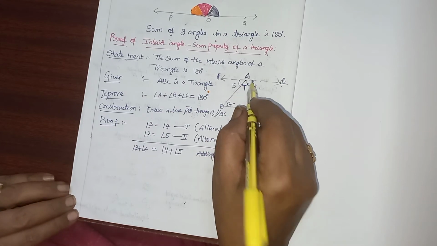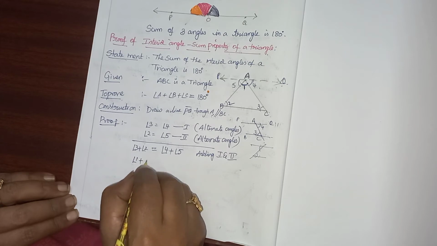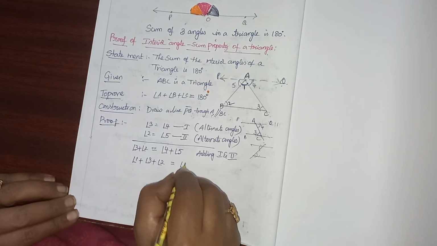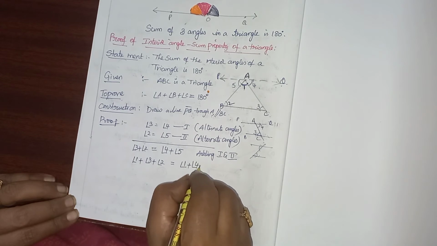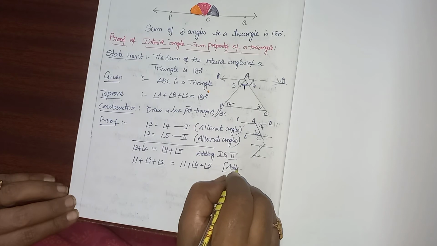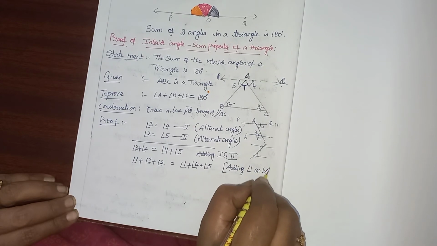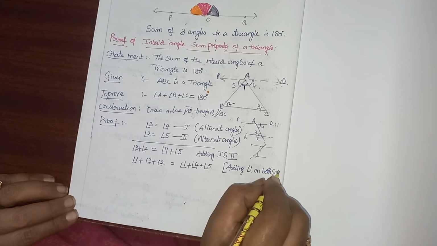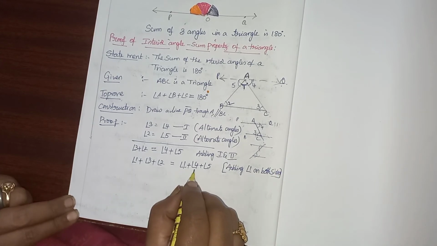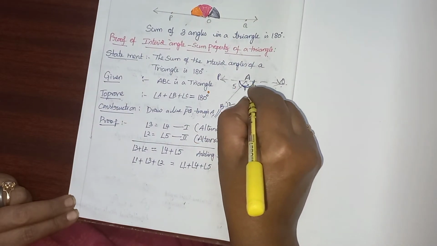Okay? That's why adding angle 1: angle 1 plus angle 3 plus angle 2 is equal to angle 1 plus angle 4 plus angle 5. Adding angle 1 on both sides. Now angle 1 plus angle 4 plus angle 5.